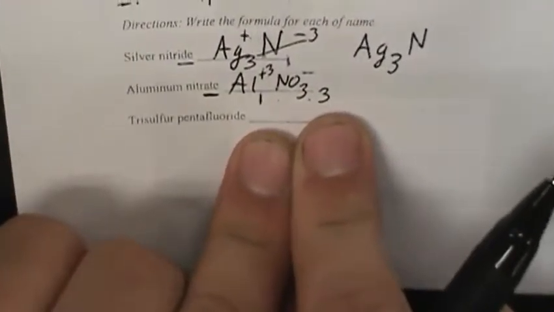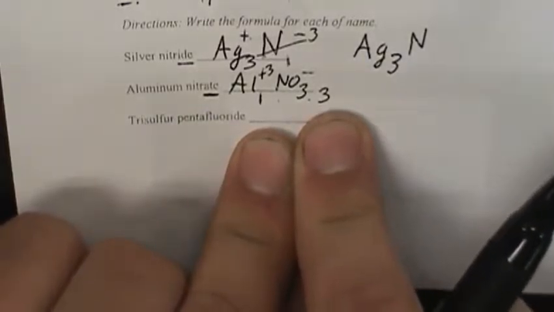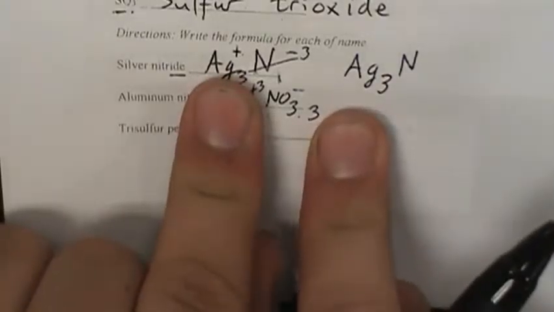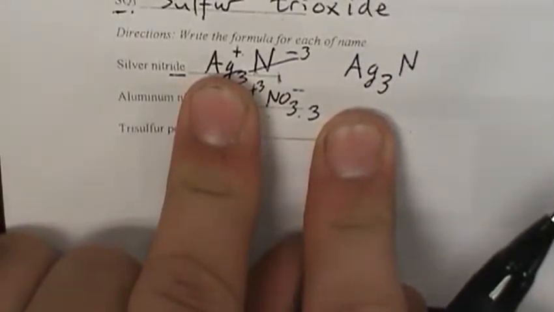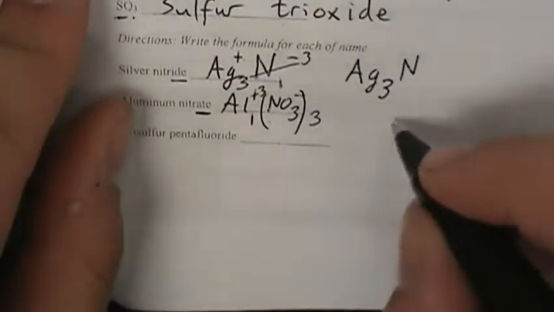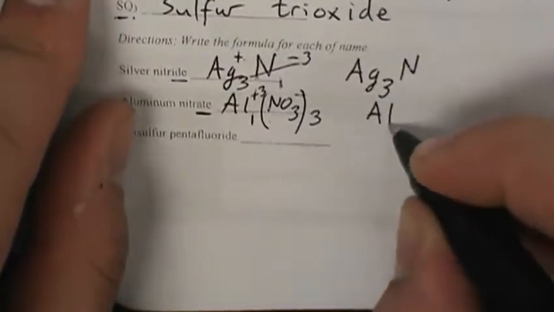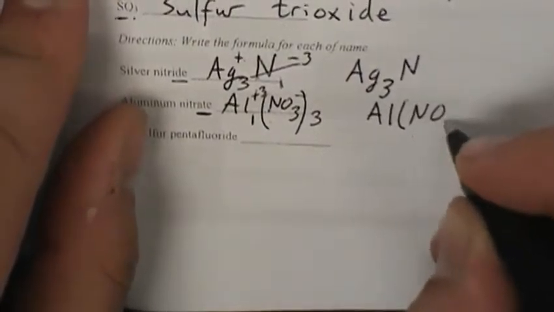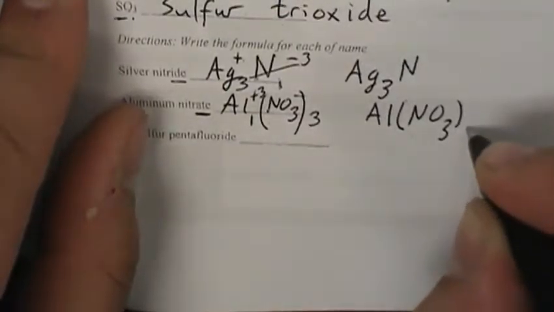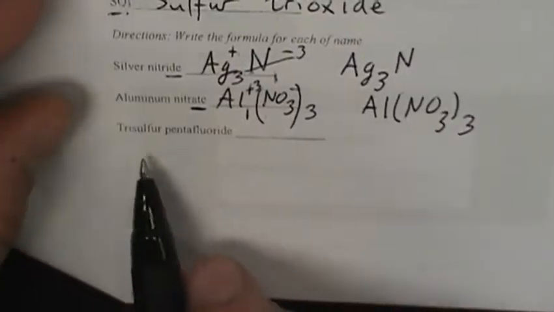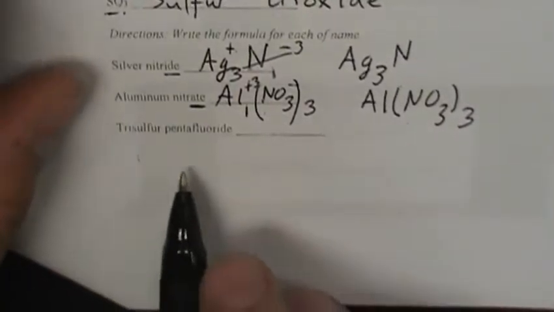The other thing that you have to keep track of with this is if I have multiple polyatomic ions, we have a bit of a problem. NO33 does not need to mean 33 oxygens, so we group it with parentheses. And we write our final answer, Al1 we don't write, parentheses, NO3, parentheses, 3. Aluminum nitrate.